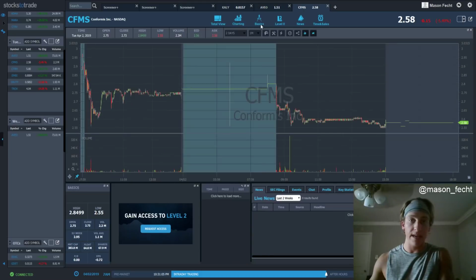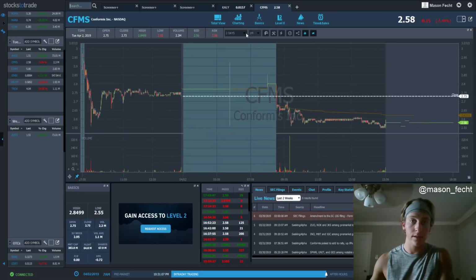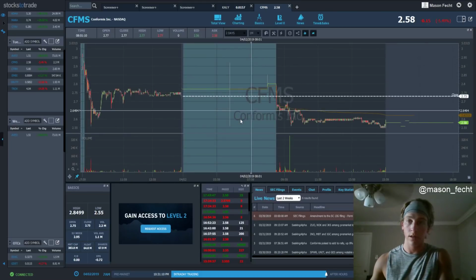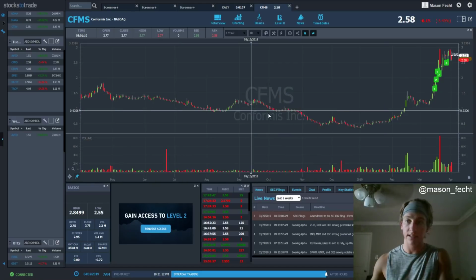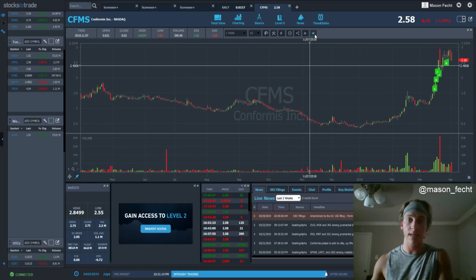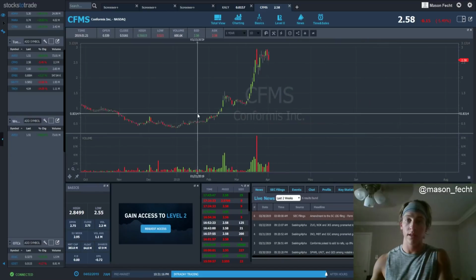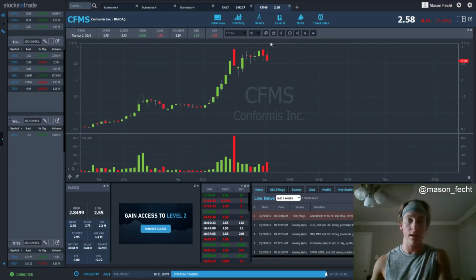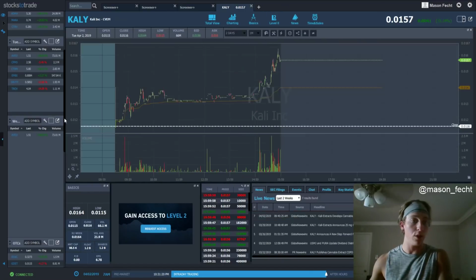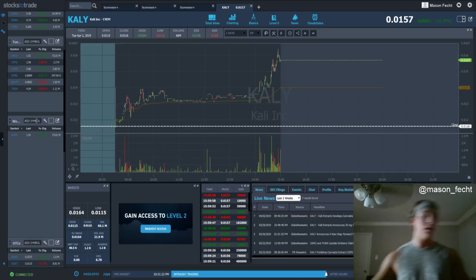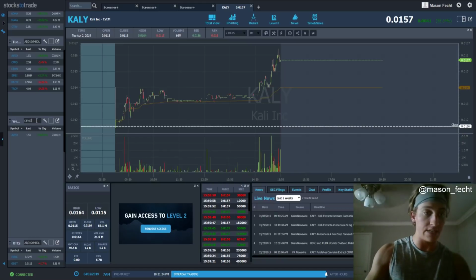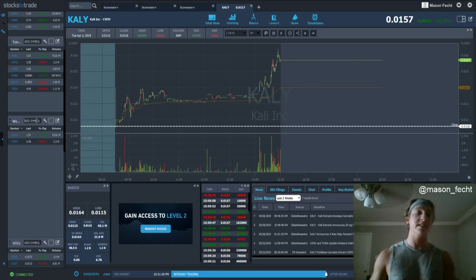So CFMS, red on the day, down a little bit, but it's still holding up near this breakout level up here. So I'm going to keep it on my watch list because, as I said in yesterday's video, I am interested in CFMS if it can break out above that $2.95, $3 area as a potential long.